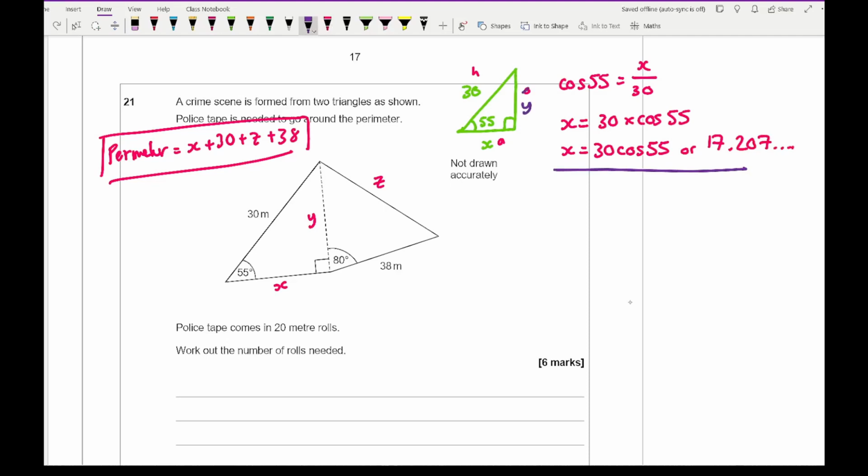So then working out what y is, let's change that for a y. Then I'm going to use sine, so I've got sine 55 equals y over 30, in which then I get y equals 30 sine 55, which I could leave as that, or I could convert into a decimal, and I get an answer of 24.574 and so on. So I've got my y value and I've got my x value.